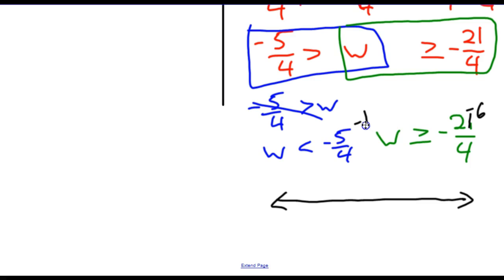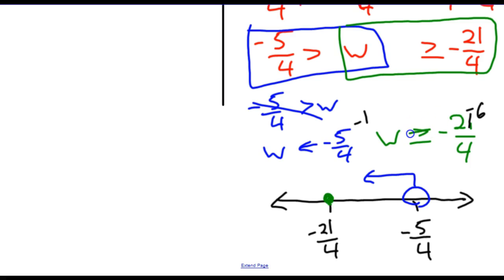So, which one is the least? Well, negative 6 is further away from 0. So that one is our least. So negative 21 over 4 is on the left side. Negative 5 over 4 is on the right side. So negative 5 over 4 has an open circle, and that is pointing to the right. Negative 21 over 4 has a closed circle, and that is pointing to the left. So w is anywhere in between those two.